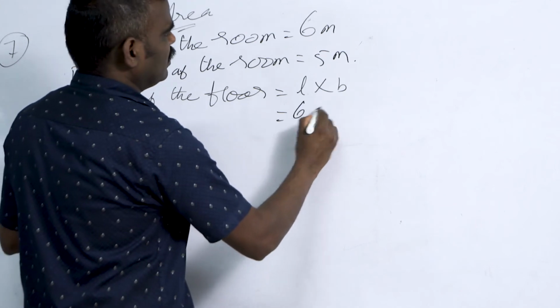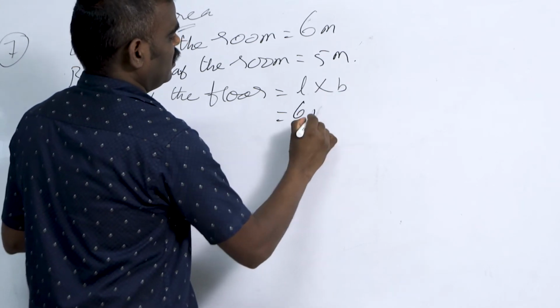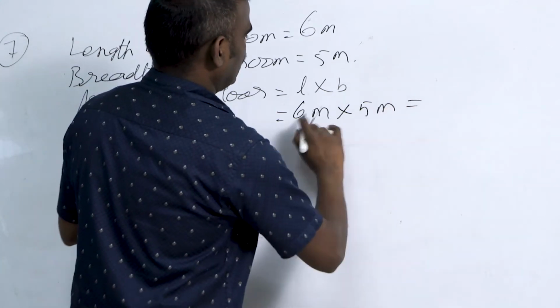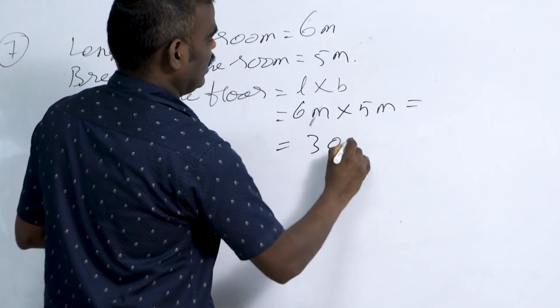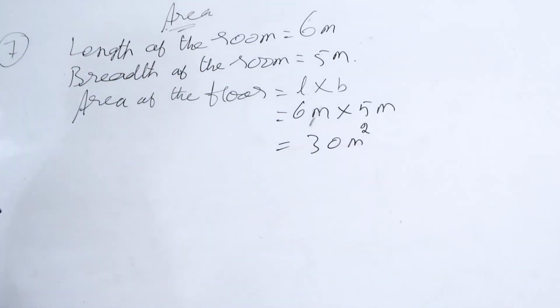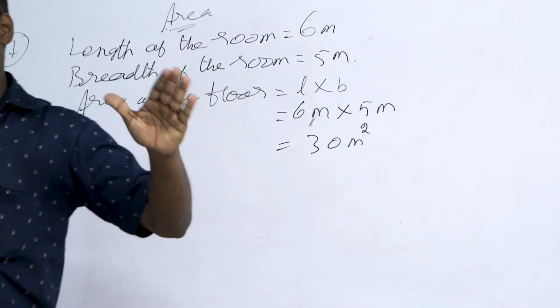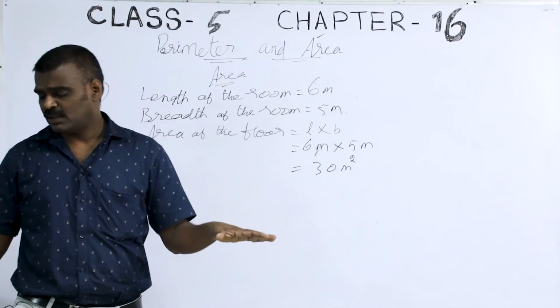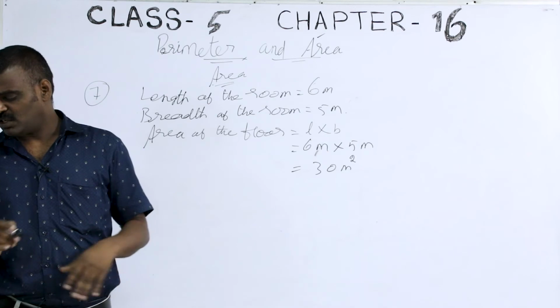How much? 6 meter into 5 meter. How much? 6 5s are 30 meters square. So this is the area of your room floor. Now we are going to make your floor, maybe with tiles. Which one? Cost of flooring.